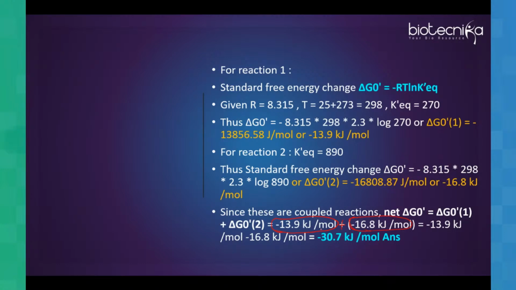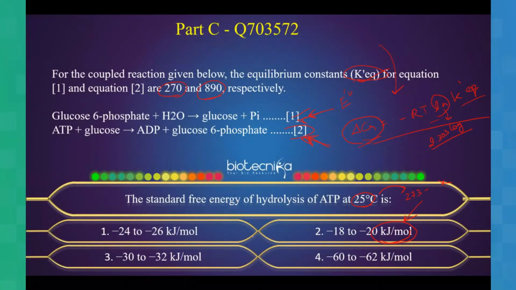So basically, you have to add them up. That is this minus this. It is adding up, and that's why you will have minus 30.7 kilojoule per mole. So that is coming somewhere near option 3.